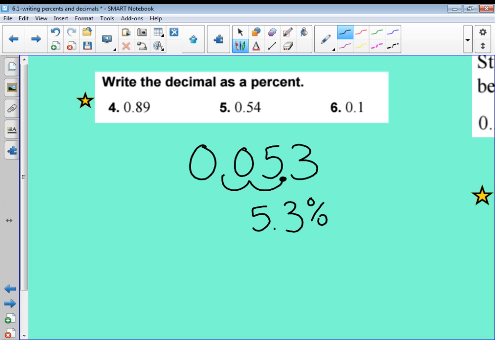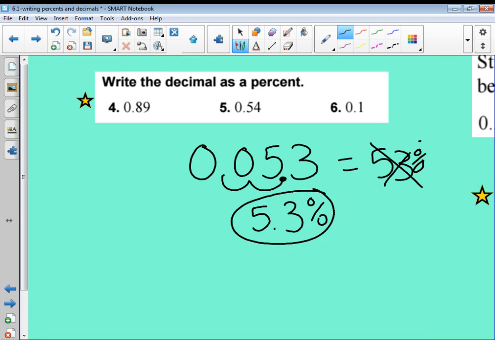So the key to remember is when I have a decimal, I move it over 2 spaces because that's how many zeros are in 100. It might be tempting to say that this is equal to 53%, but that's not right because we have to move it 1, 2 places over, which gives me 5.3%.